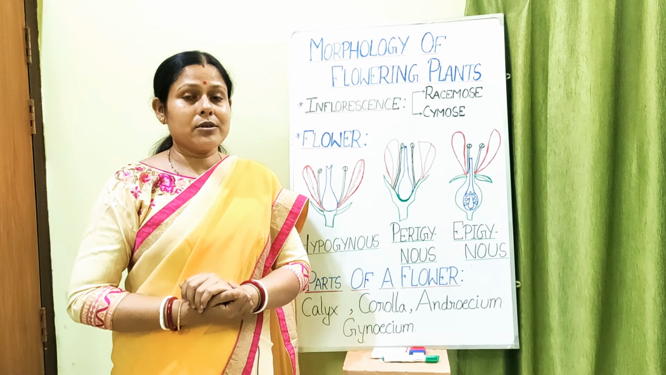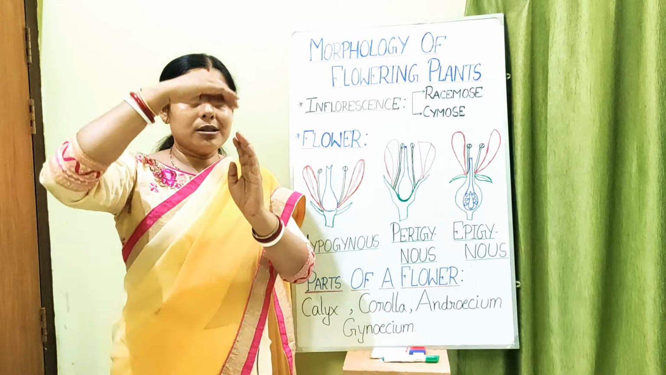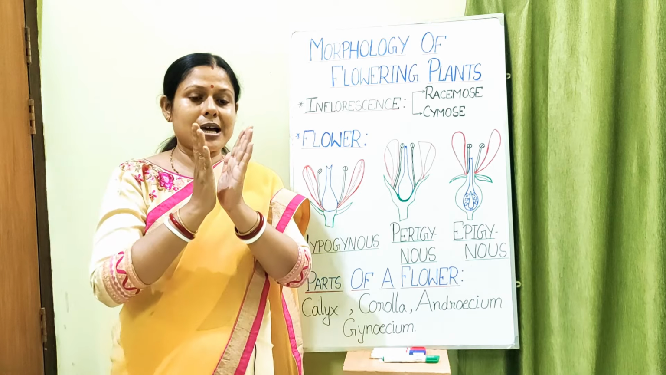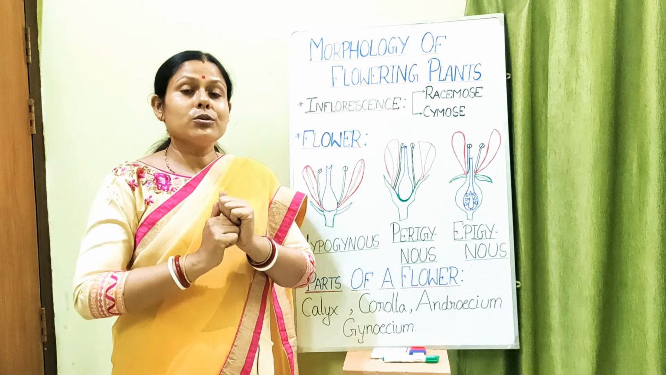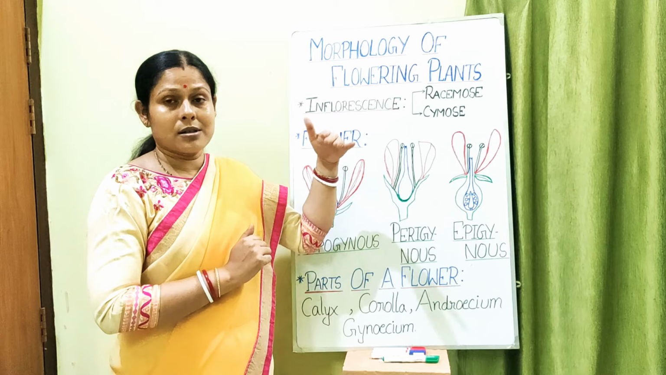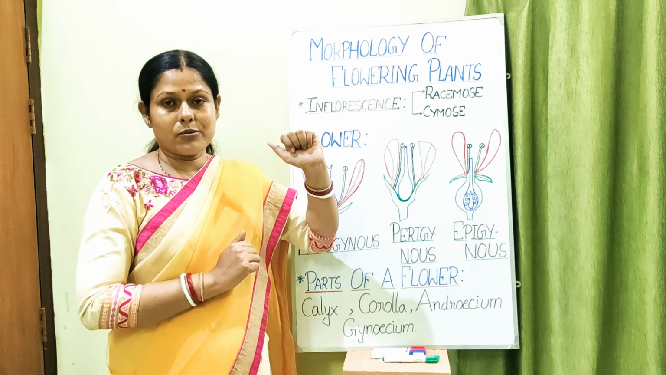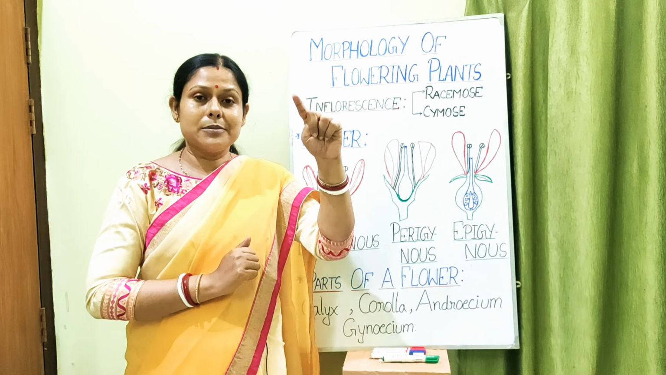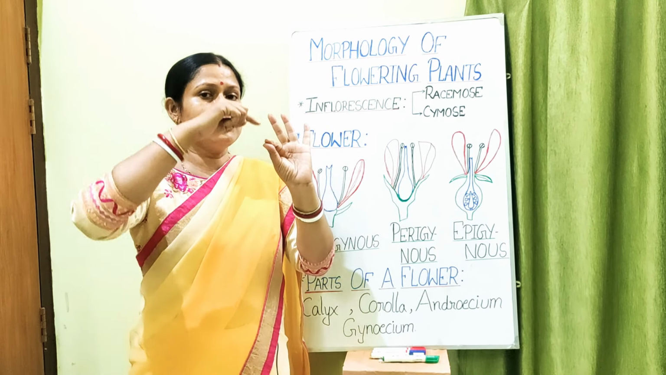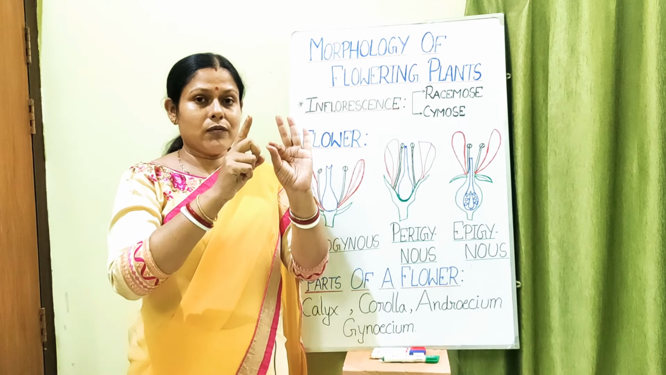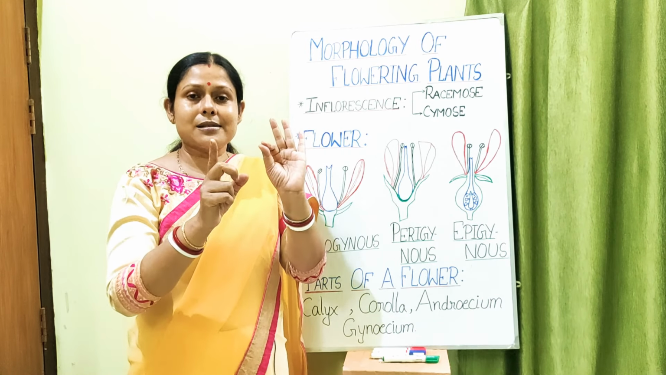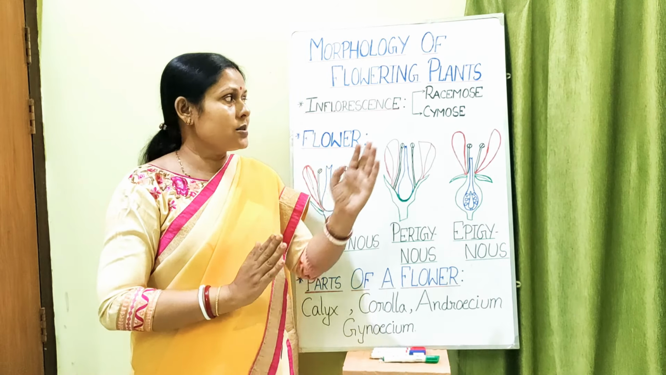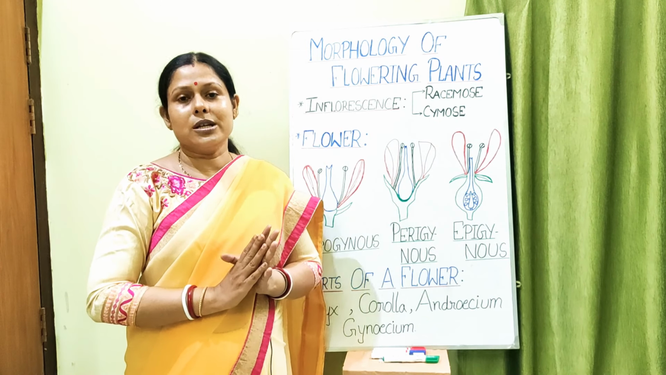And another type of inflorescence is what? The growth is not stopped. That means immature flowers will keep on forming at the tip, the apex portion, and the mature flowers will be at the base. This type of inflorescence is termed racemose, and the other is cymose. Now what is this racemose and cymose? I said that the tip is not terminating with a mature flower, that means it continues to grow. The most mature flower is at the base and the most immature flower is at the top. This type of inflorescence we call racemose inflorescence.